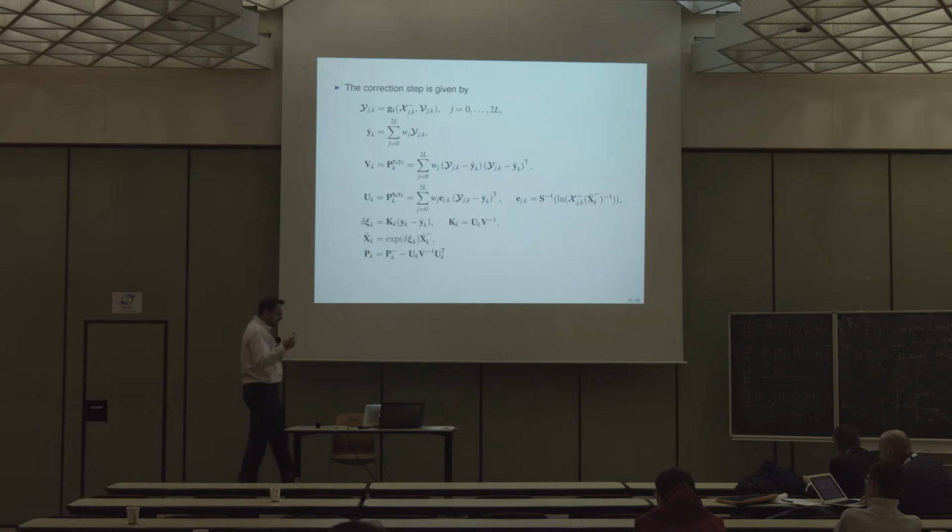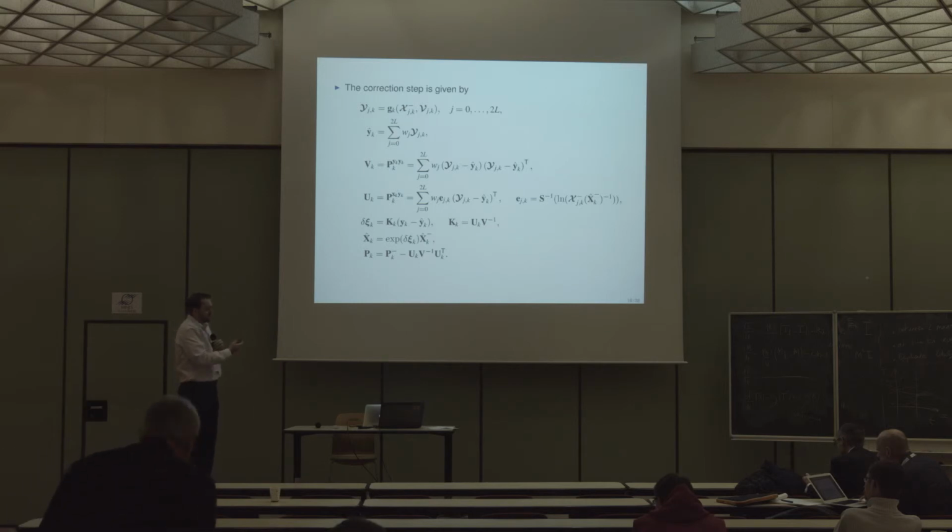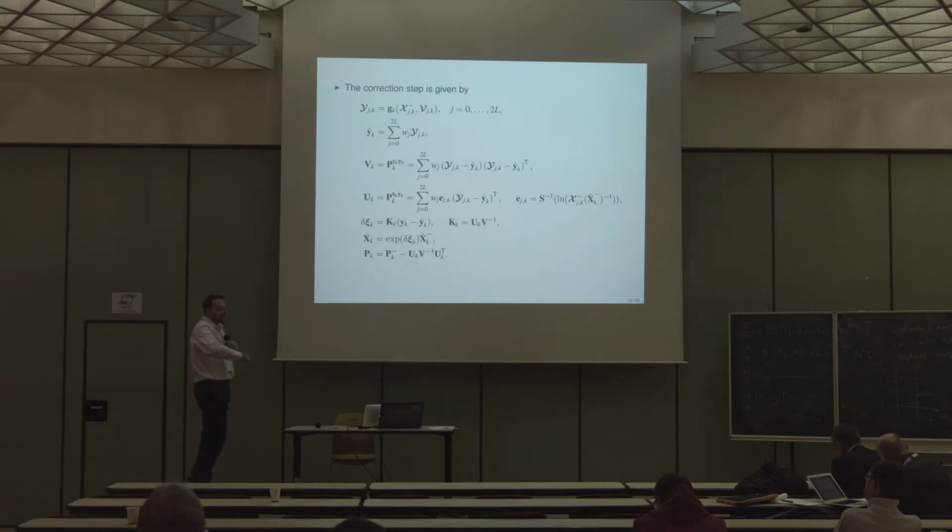And then again, we have the covariance update associated with the correction step. So this is how you do essentially sigma point Kalman filtering on matrix Lie groups. And even though I'm writing most of this using what's called the unscented transformation, this holds for pretty much any sigma point method, okay?